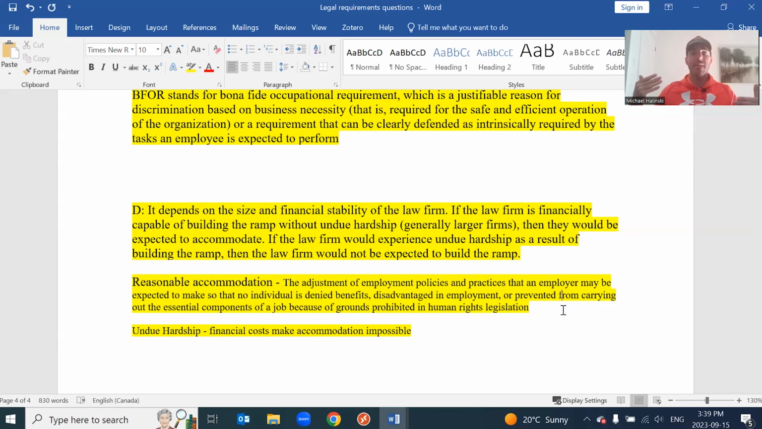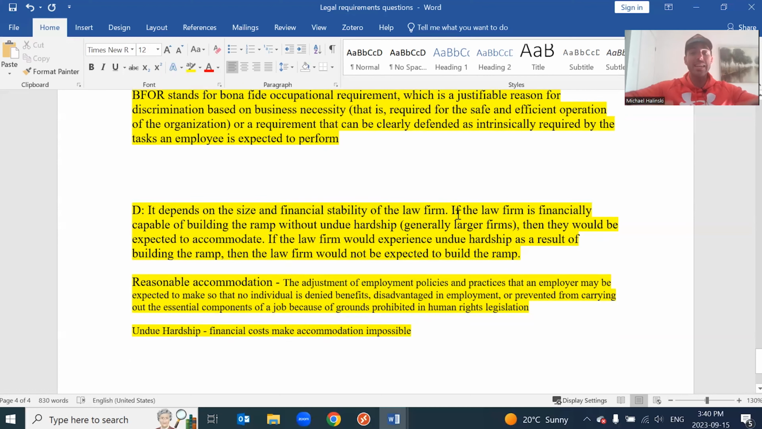Now, whether a company is obligated to accommodate somebody based on their needs is based on the idea of undue hardship. Undue hardship is about whether the financial costs make accommodation possible or impossible. So oftentimes it's related to this idea of undue financial hardship. Okay, so it really depends on the size and financial stability of the law firm.